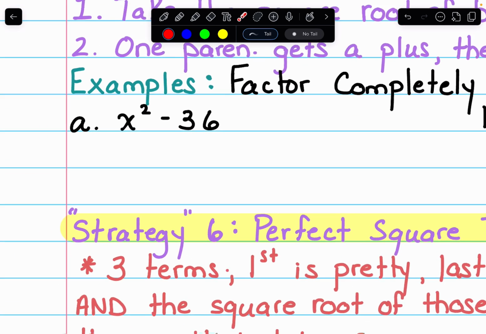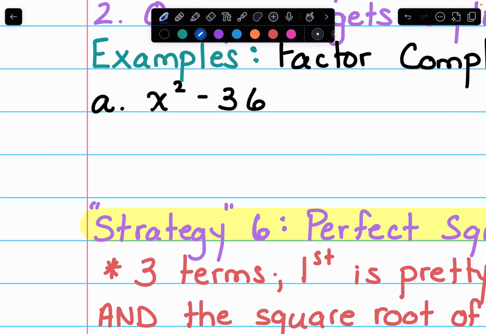And that's pretty much the hardest part, because one parentheses gets a plus, the other one gets a minus, and you're done. So x squared minus 36. Two terms. They're both pretty, right? I can take the square root of x squared and get x. I can take the square root of 36 and get 6. So I'm going to say, okay. The square root of x squared is x. The square root of 36 is 6. One gets a plus, one gets a minus, and that is all I got to do. Way, way, way easier than a hard trinomial, right?